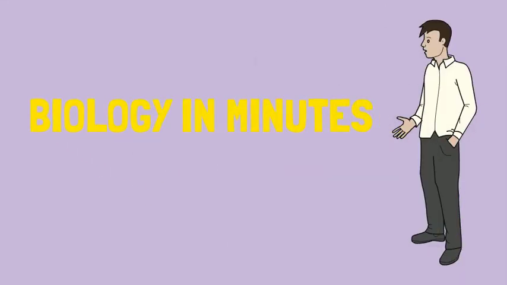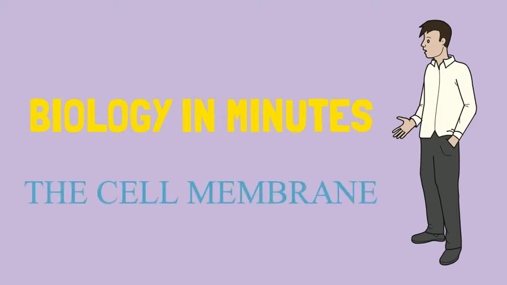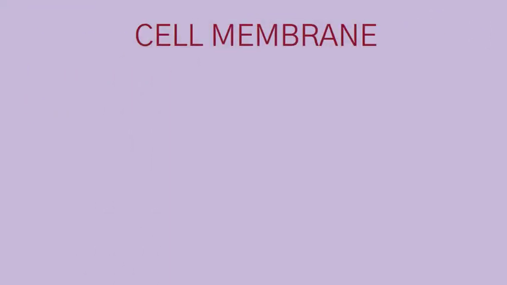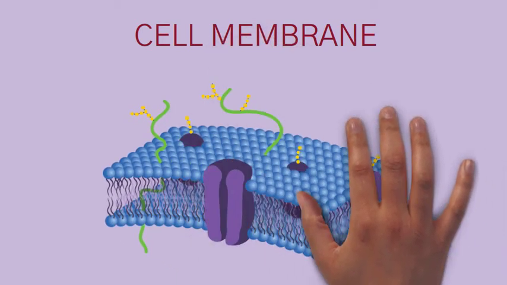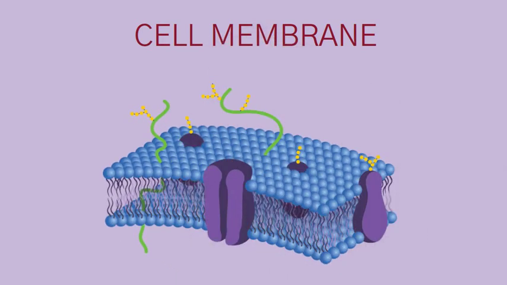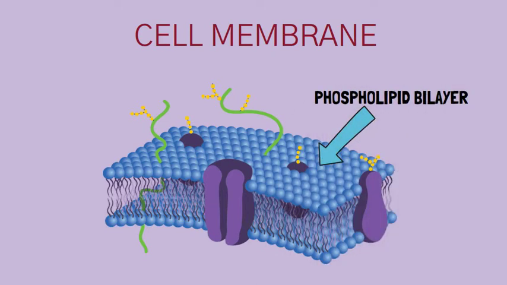In this video, we're going to be talking about the cell membrane. The cell membrane acts as a boundary between the outside of the cell and the inside. Its main function is to regulate movement. It is composed of a phospholipid bilayer, which is basically just two layers of phospholipids.